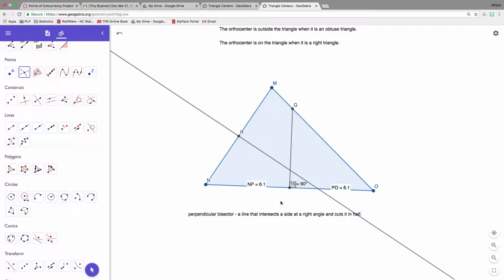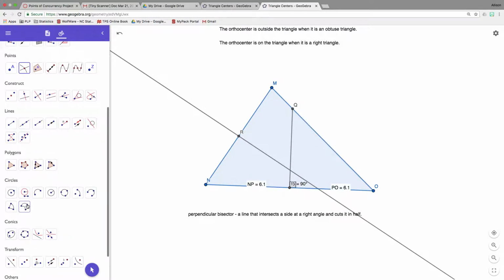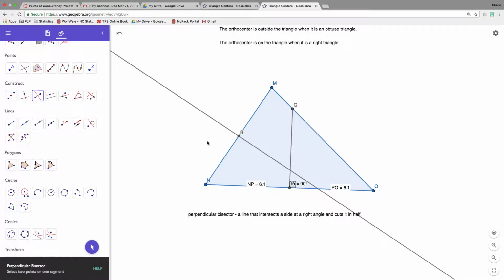Oh, I think I know what happened. I don't know that you can hide this. Let me do the other one right quick. Alright, we'll go ahead and do the other side.